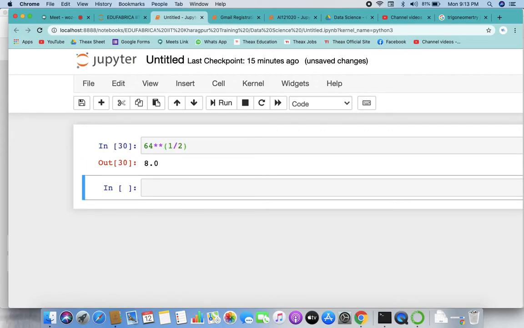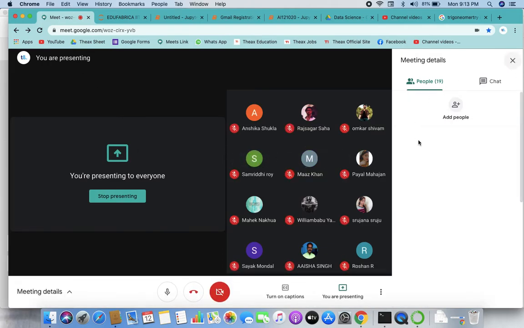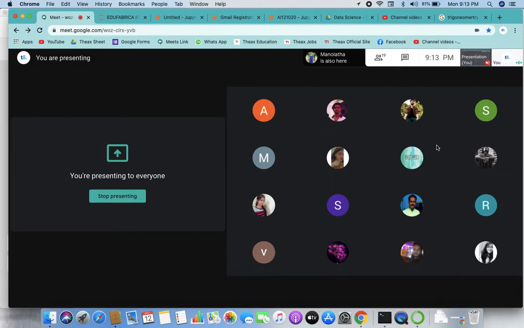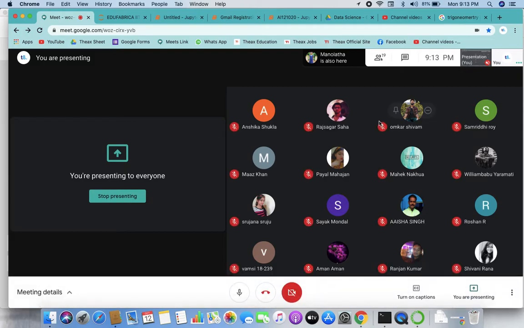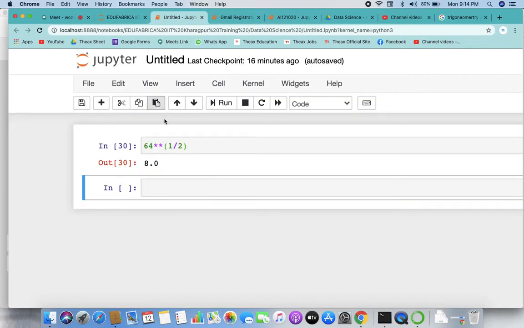Someone was saying something, I actually did not hear. Okay, so the only error is that you didn't give a bracket, because this is something completely to the power of 1 by 2. So 64 to the power of 0.5.